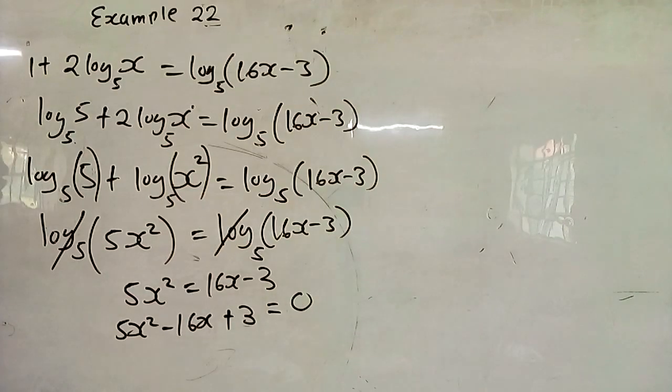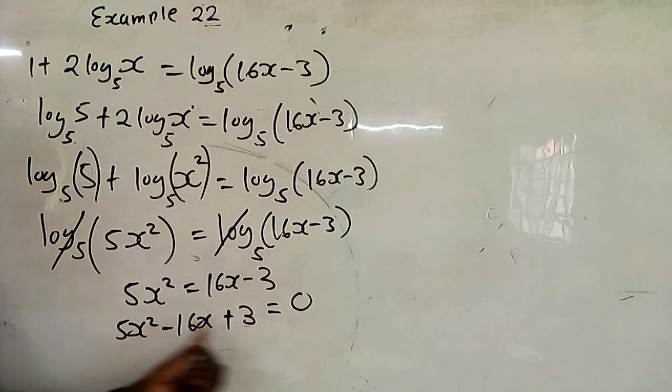So at that point, you now look for the appropriate methodology, whether factorization is working or the quadratic formula. We need a product of 15 and a sum of negative 16. That is negative 15 and negative 1, isn't it? For you to get a product of 5 times 3, that is 15, and for you to get a sum of negative 16, that is negative 15 and negative 1. So it means factorization works. Where factorization works, you use factorization. When factorization does not work, you use the quadratic formula.